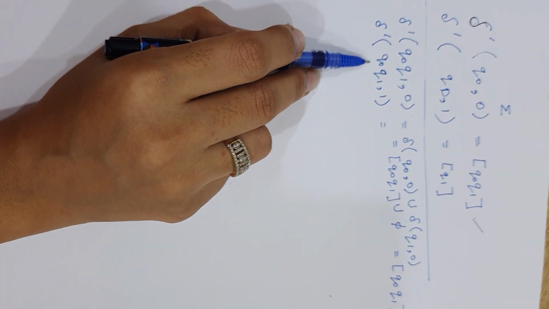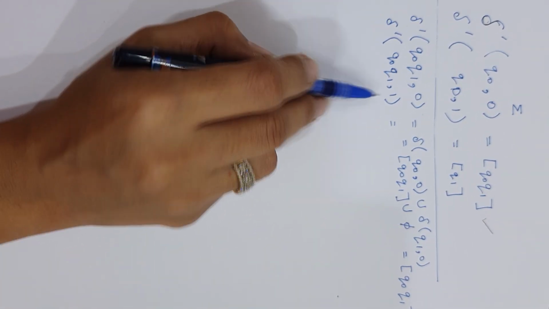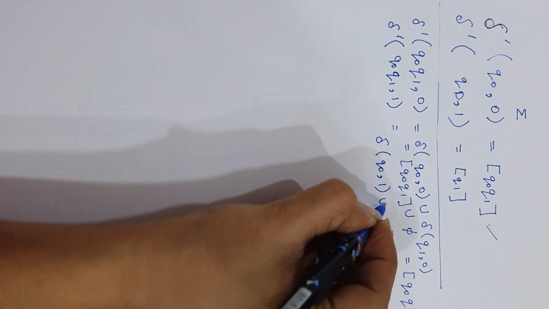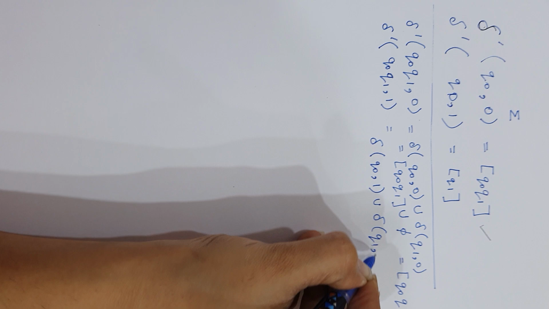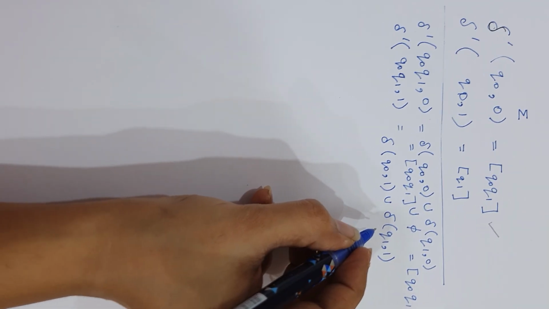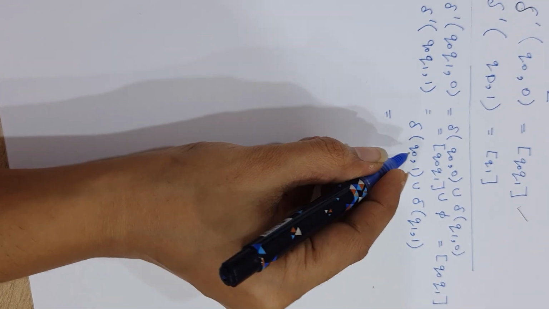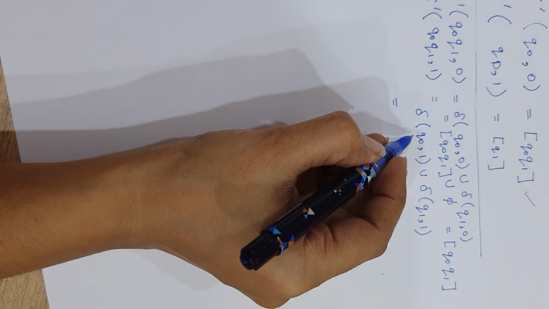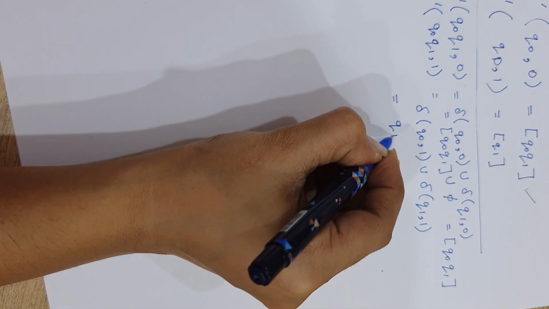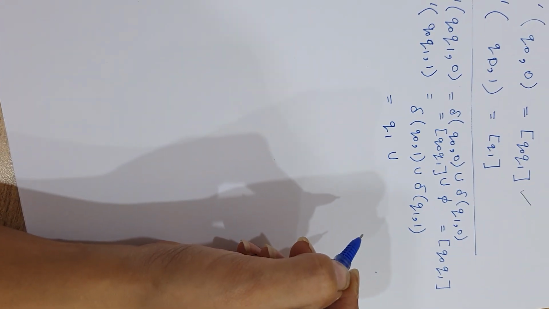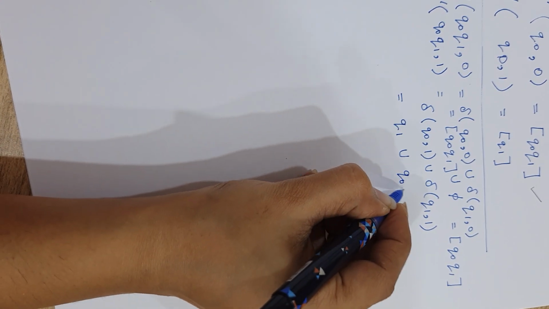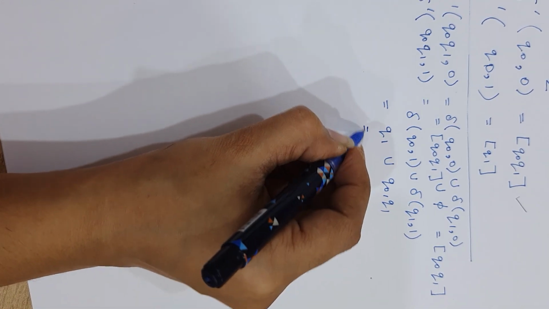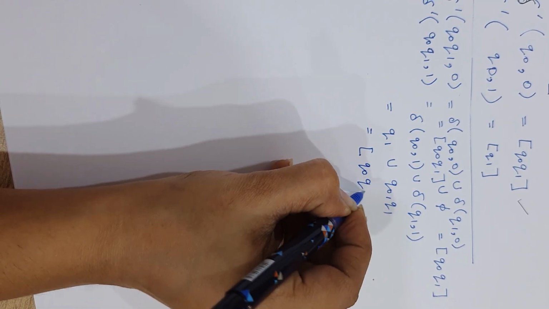Now processing Q0 Q1 with input 1. So this is Q0 with 1 union Q1 with 1. Where do I get these values? From the input table. Q0 on 1 in the given input table is Q1 and Q1 with 1 is Q0 Q1. So taking a union here, we get the answer as Q0 Q1.